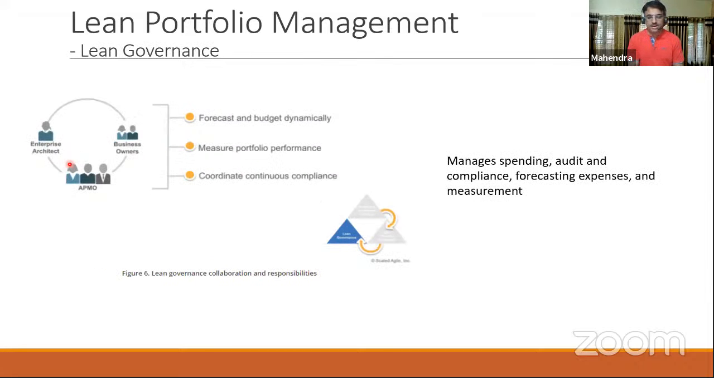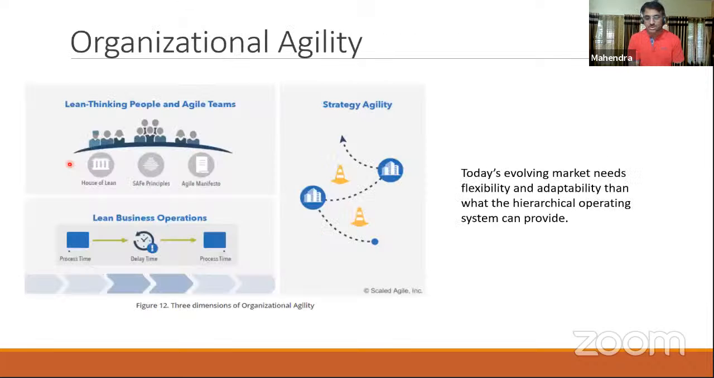Then on the governance side, we have the agile PMO and business owners. They provide the forecast and the budget, using various ways of doing budgeting and forecasting. We're not getting into the details of that. We need to have measurements in place to understand how the portfolio is doing, and the compliance aspect also has to be kept in mind. That is what governance is all about.